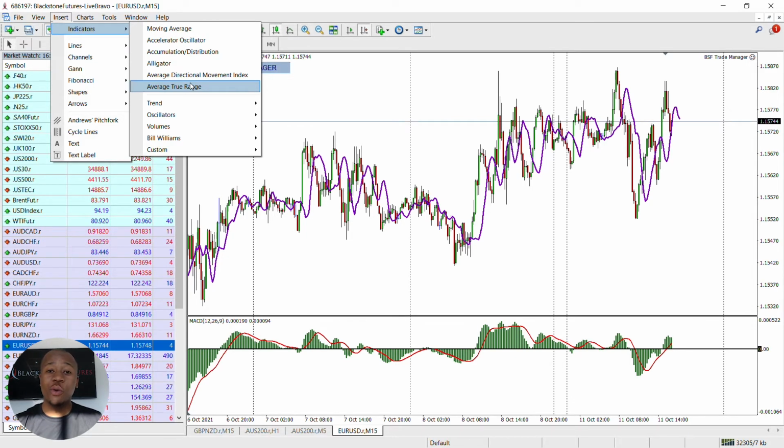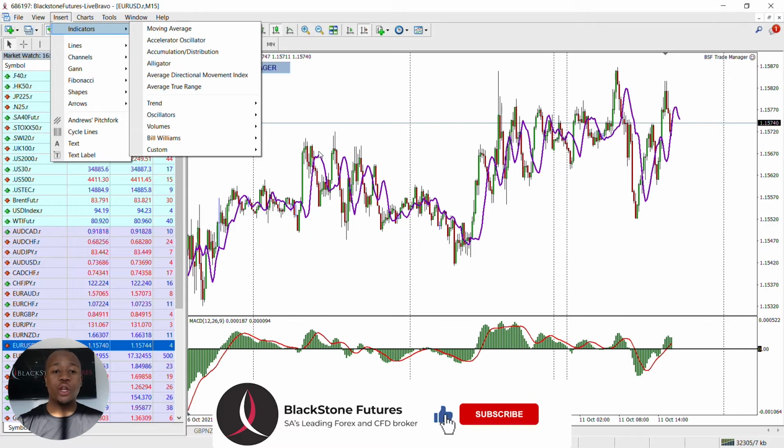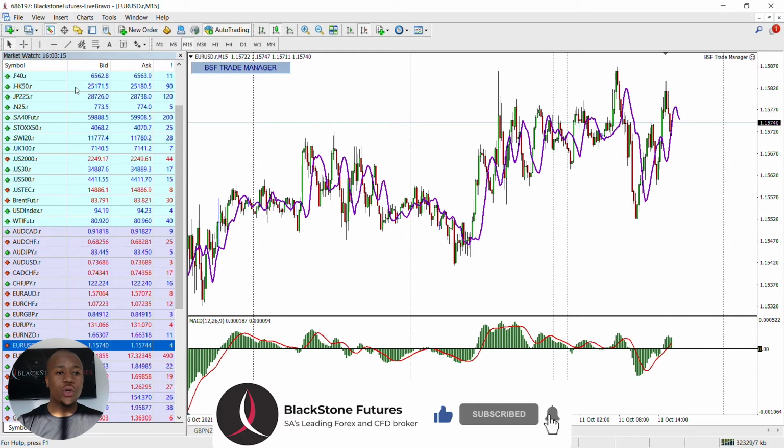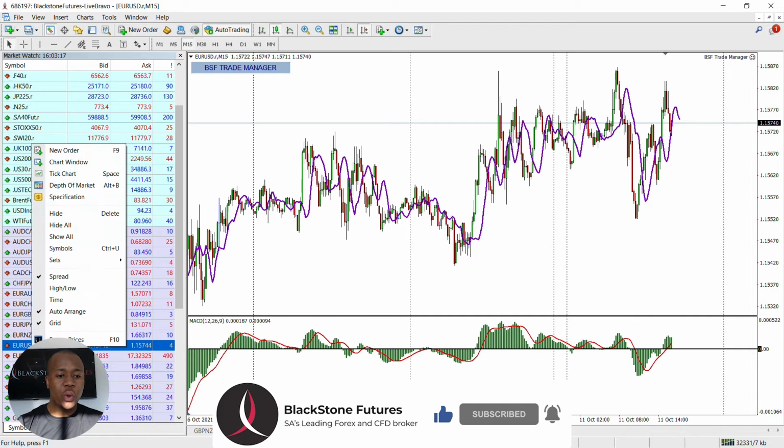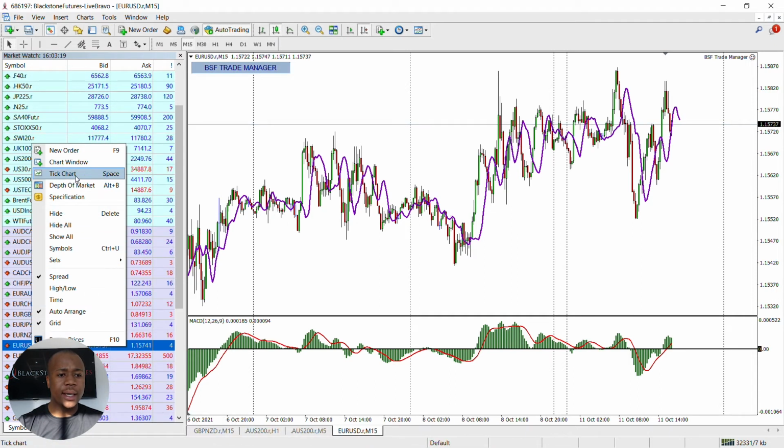And I'm going to start off by explaining the easiest indicator of them all. It is a trend-based indicator called a moving average. So the first thing that I'm going to do is open a new chart so that I can install my indicator.